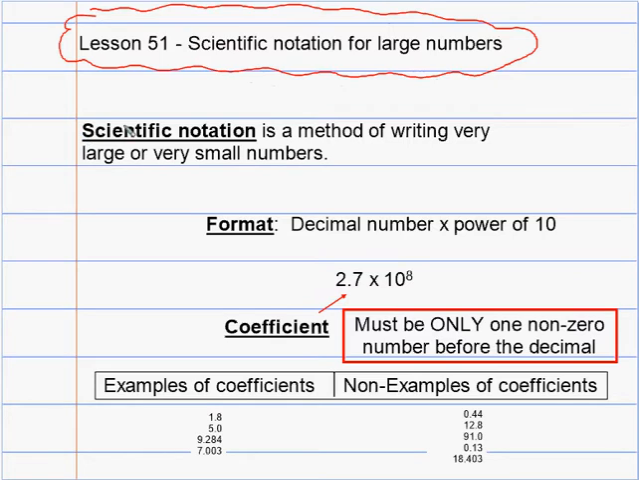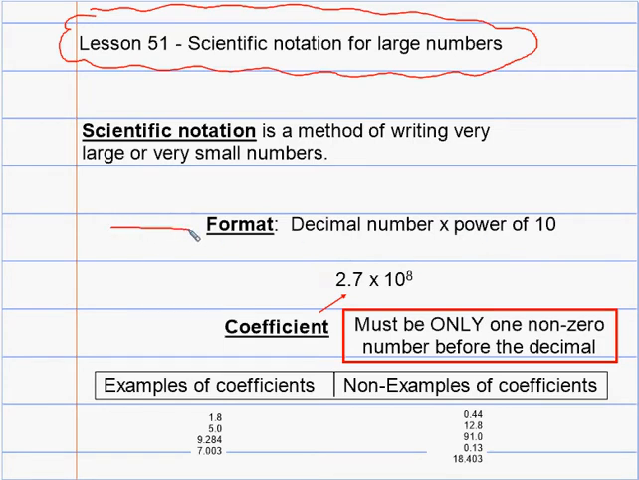Okay, so scientific notation is a method of writing very large or very small numbers. When you have a lot of zeros at the end of a number, or at the beginning if it's a decimal number, it gets really lengthy to write out or cumbersome to do calculations with, and so scientific notation helps with that. The format for scientific notation is going to be a decimal number times the power of 10.